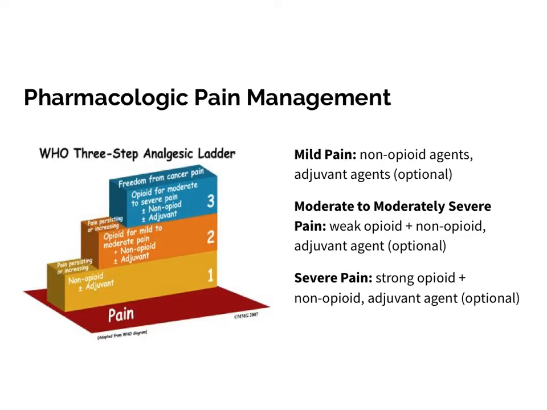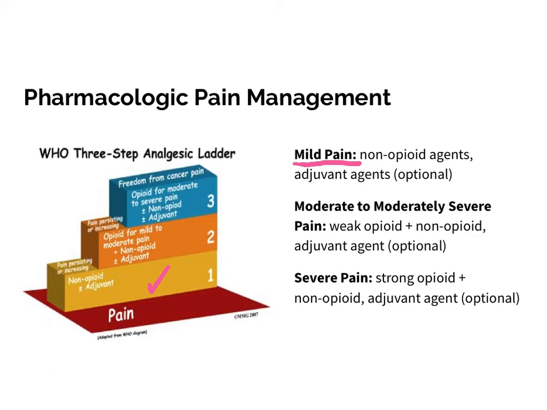The WHO has a 3-step analgesic ladder that they have published and is considered a very important guideline to treat patients with pain. For mild pain, they suggest non-opioid agents and adjuvant agents optionally. If a patient can be treated with a non-pharmacologic method, that's even better. But if you need to add a medication for mild pain, a non-opioid agent is what you choose here.